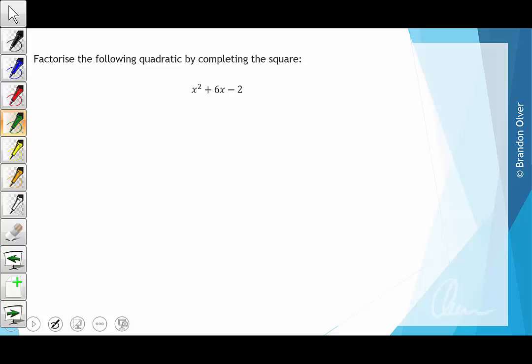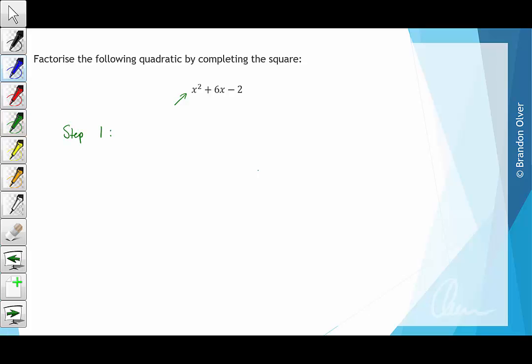In this video, we're going to factorise the quadratic x squared plus 6x minus 2 by completing the square. So before we even start the completing the square method, we need to make sure that the coefficient of x squared is 1. So in this case it is 1, so we can move straight along into the method of completing the square.